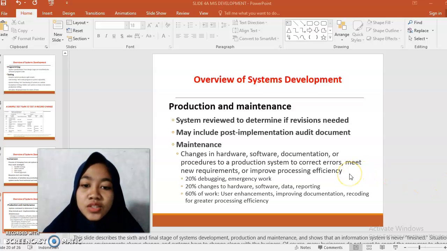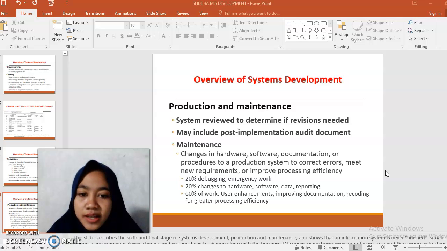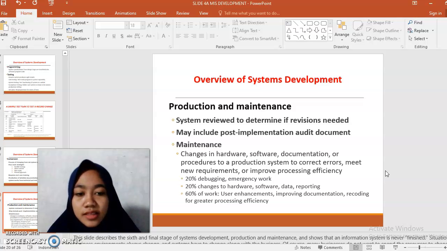This is the breakdown of maintenance work: 20% debugging and emergency work, 20% changes to hardware, software, data, and reporting, and 60% of work is user enhancements, improving documentation, and recoding for greater processing efficiency.